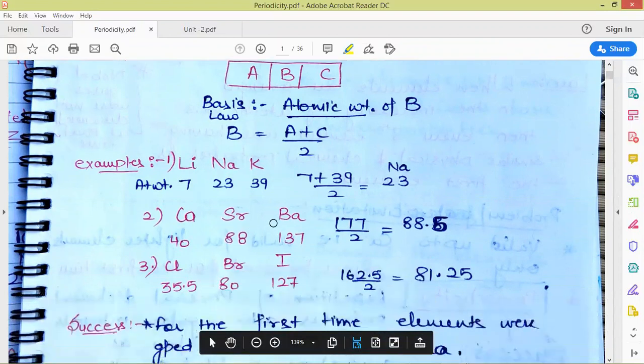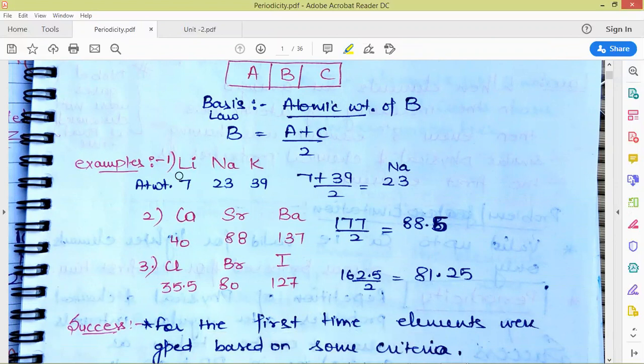Just like we can see that lithium, sodium, and potassium are the symbols of three elements. These are the atomic weights of these elements. Lithium has an atomic weight of 7, sodium has an atomic weight of 23, and potassium has an atomic weight of 39. Based upon Döbereiner's rule, the atomic mass of sodium should come out as the average of the atomic masses of these two elements. So let's see if it comes out the same. Yes, 7 plus 39 divided by 2, that means 46 divided by 2, comes out to be 23.